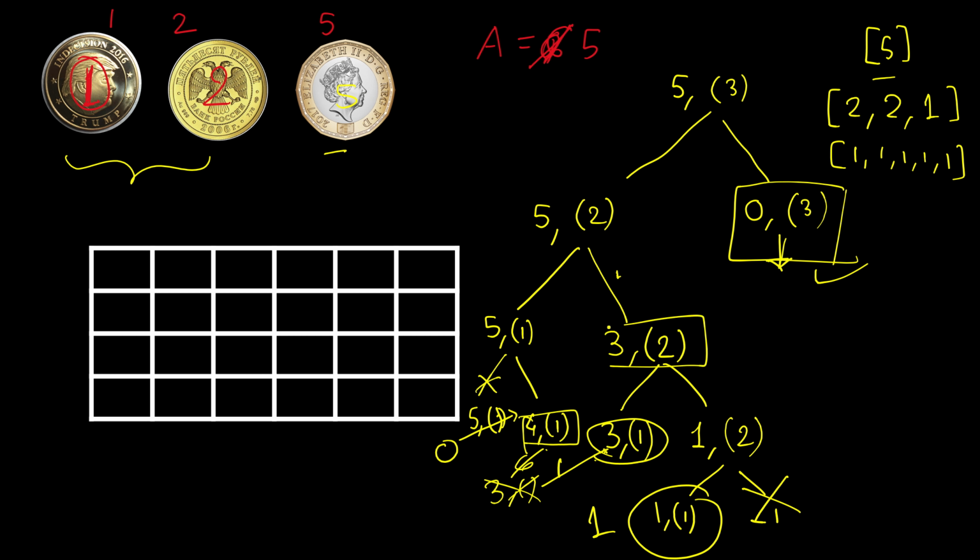And here we had included 2. So 2, 1, 1, 1. So these are the 4 possible ways of creating this 5. So let's generalize this recursive relationship.